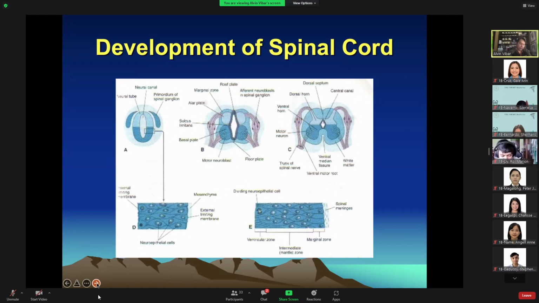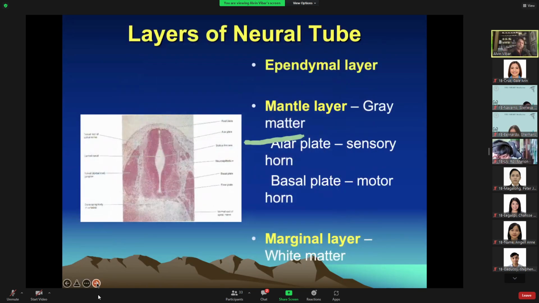Okay, and here is your marginal layer. What will happen to the marginal layer? It will become the white matter. So again, those are the questions that we're going to ask you. The developing neural tube will have three layers again: ependymal, mantle, marginal.